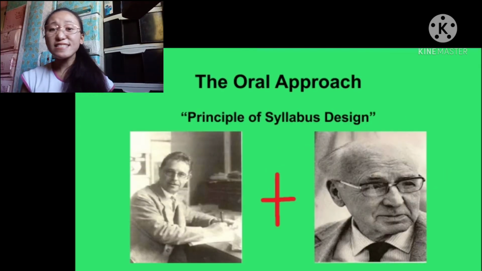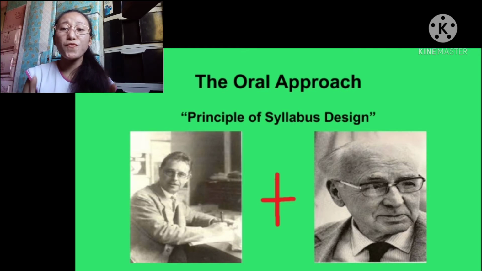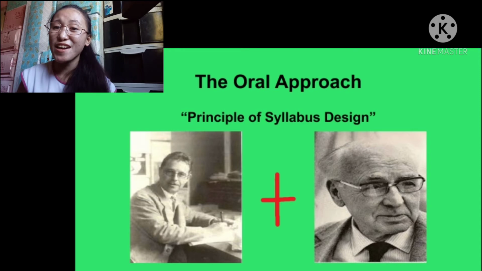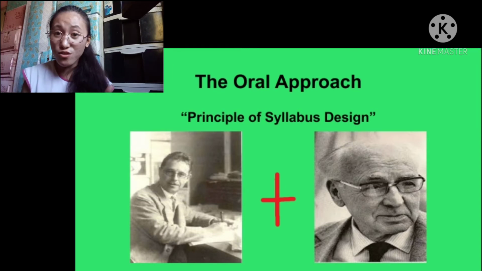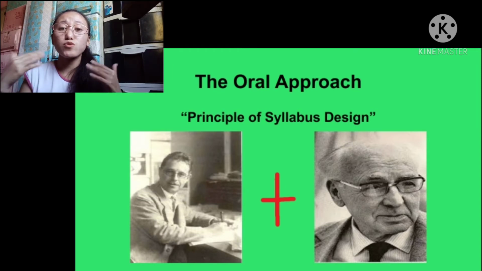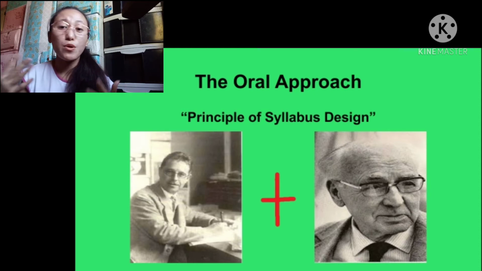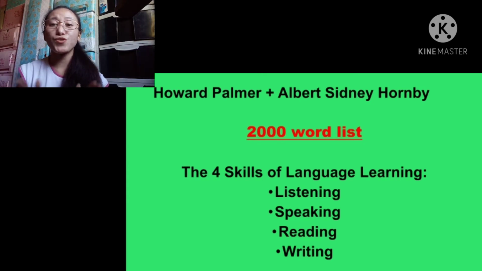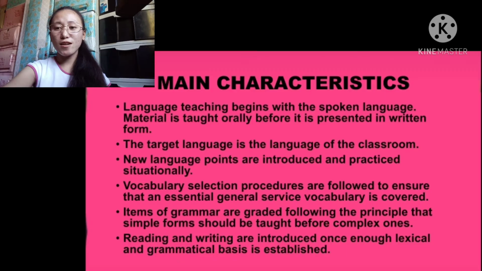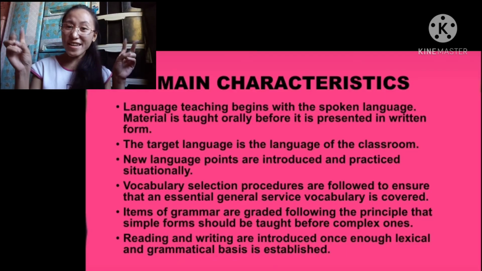These findings led the scholars to propose the first ever principle of syllabus design of language teaching. Palmer and Hornby changed grammar into structures of sentence patterns, which aim to help learners internalize the grammatical rules. They also prepared a list of 2,000 words which aim to help learners in the 4 skills of language learning. So what are those 4 skills? First, we have listening, speaking, reading, and writing. Now let's move on with its main characteristics.